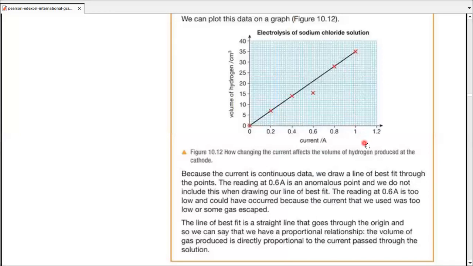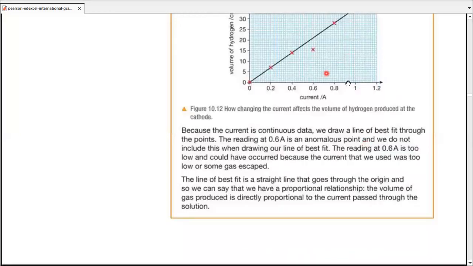This graph gives us a very good idea that it's a straight line. Because current is continuous data, we draw a line of best fit through the points. The reading at 0.6 is an anomalous point, meaning odd out of the whole thing. We do not include this when drawing our line of best fit. The reading at 0.6 ampere is too low, and it could have occurred because the current we used was too low, or some of the gas escaped out of the burette that we weren't able to check.